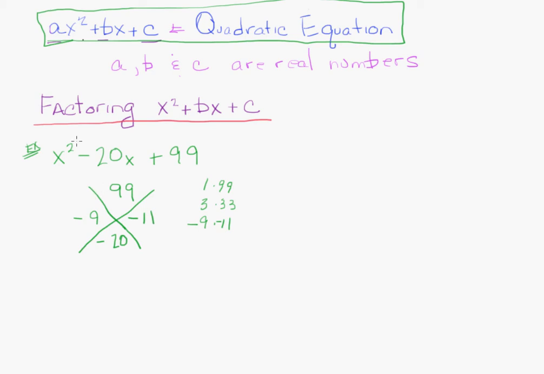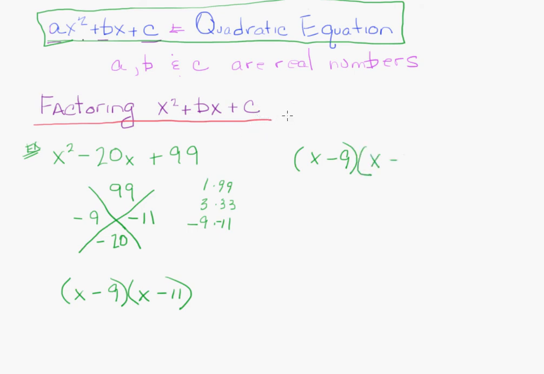And so given that our a value is 1, what this means is that this product here, x squared minus 20x plus 99, factors to x minus 9 times x minus 11. Okay, now let's check. Does this multiply back to the product we started with?